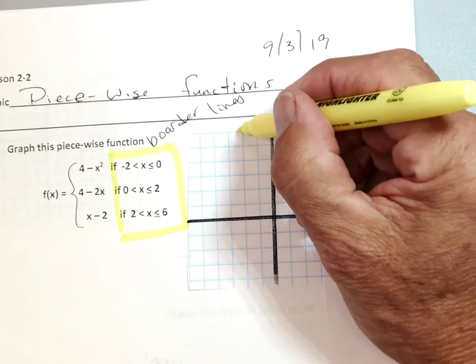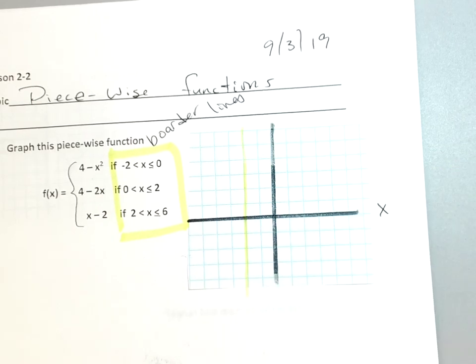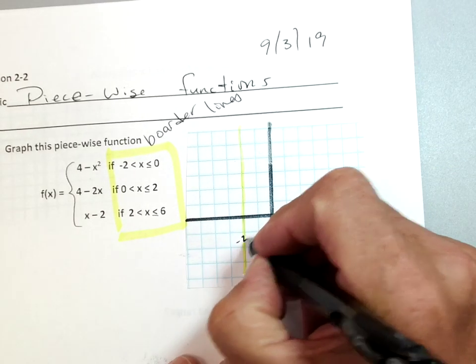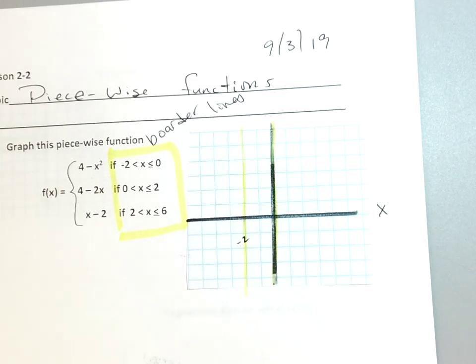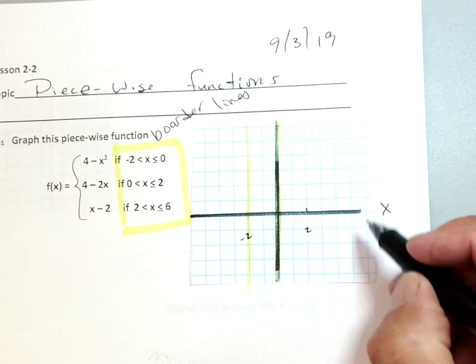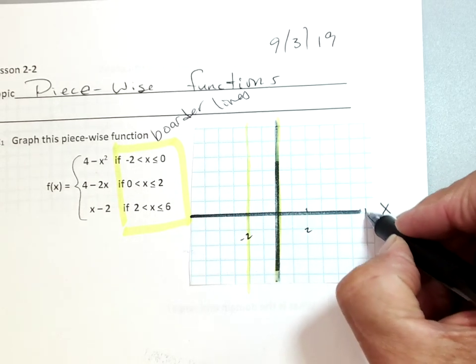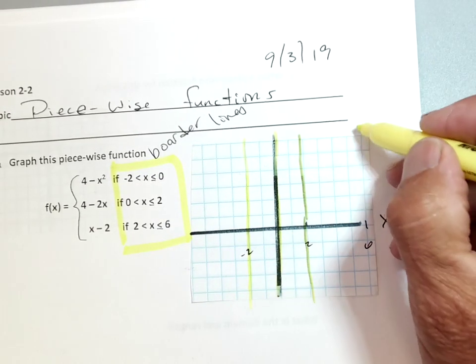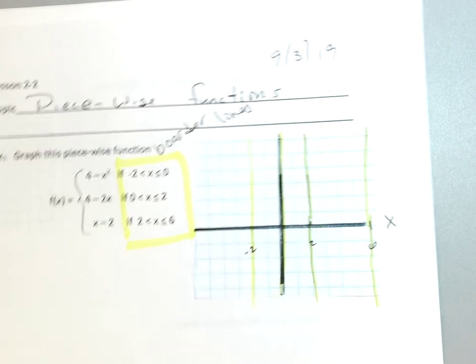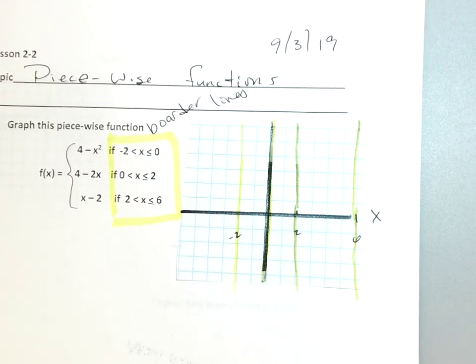So I go -2 on the x. Here's -2 for the x. And 0, right? And then +2. And then +6, 3, 4, 5, 6, okay? So my border lines are just going to border the pieces, right? They're not part of the graph, invisible lines. I like to start here when I do piecewise graphs. So then, using a pencil and eraser, because I'm only going to put the pieces in there, I don't want to put the whole graph in there, I'm going to graph the first one.